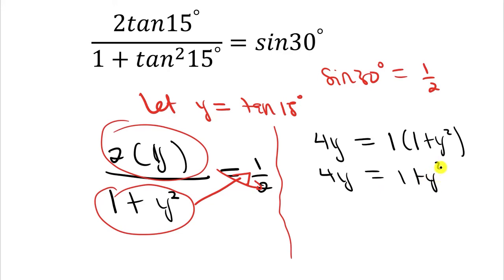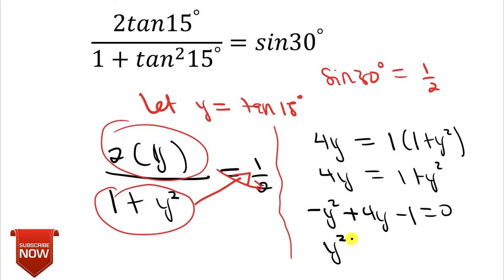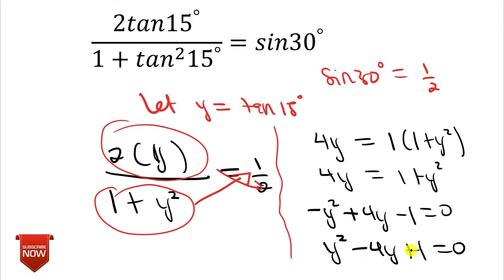This becomes a quadratic equation because the highest exponent is 2. So let's rearrange this in the order of the general quadratic equation, shifting everything to the other side. This will be minus y squared plus 4y minus 1 equal to 0. Multiplying through by minus 1, this is the same as y squared minus 4y plus 1 equal to 0.